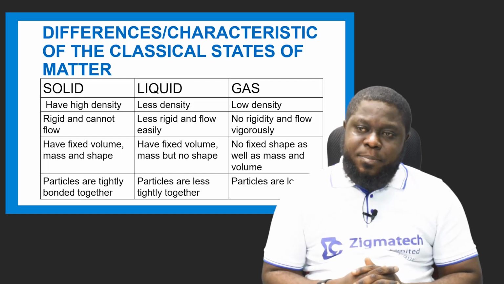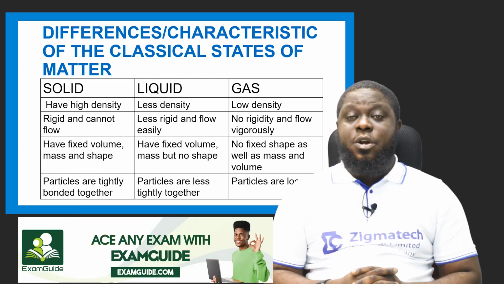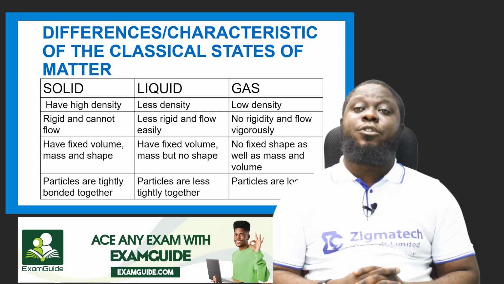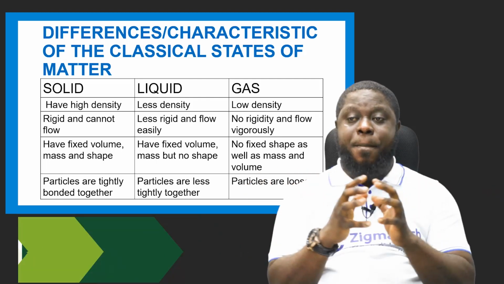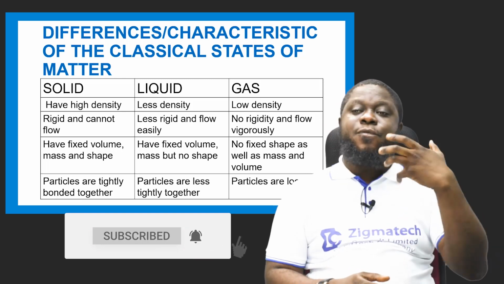Then the gas, the particles are loose. They don't have a fixed shape because they are loose. Take for example, you blow particles of chalk in the air. Okay, you see how they will be scattered. They will never form any shape.